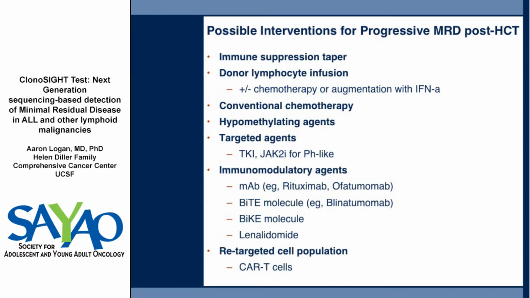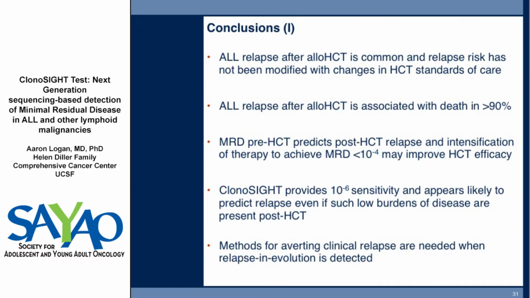There's also, similar to the bispecific T-cell engager, a bispecific killer cell engager that's being developed at University of Minnesota with Jeff Miller's group. You could consider using an immunomodulatory agent such as lenalidomide or a retargeted cell population such as CAR T cells. Certainly none of these decisions would be easy, but there are things that I think we can think about even today doing for these patients who are progressing with MRD after transplant.